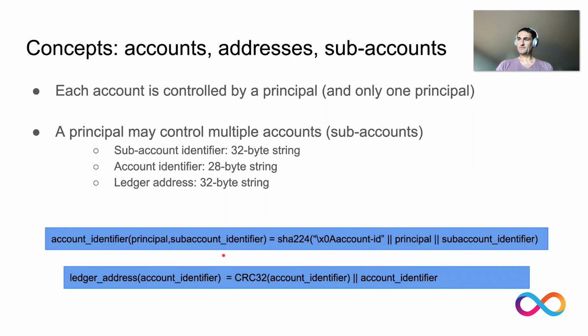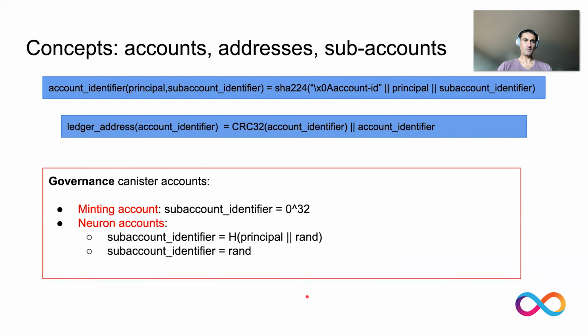A bit more specifically, here's how the account identifier is calculated. Given the principal and the sub-account identifier, the account identifier is just the hash function SHA-224 applied to the concatenation of the principal and sub-account identifier, prepended by a specific domain separator. Given an account identifier, we compute the address associated to it by prepending redundancy information, which is just a CRC code calculated on the account identifier itself.